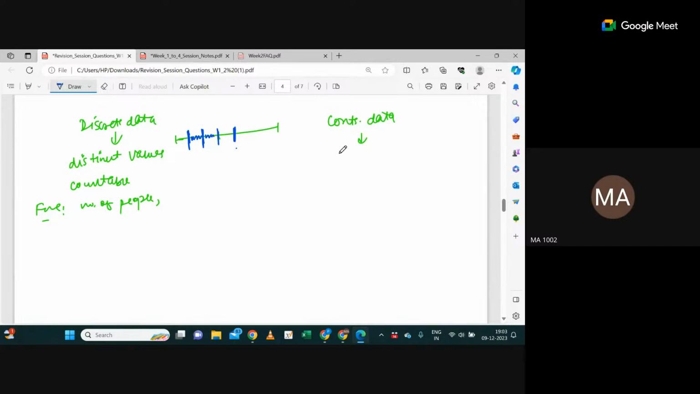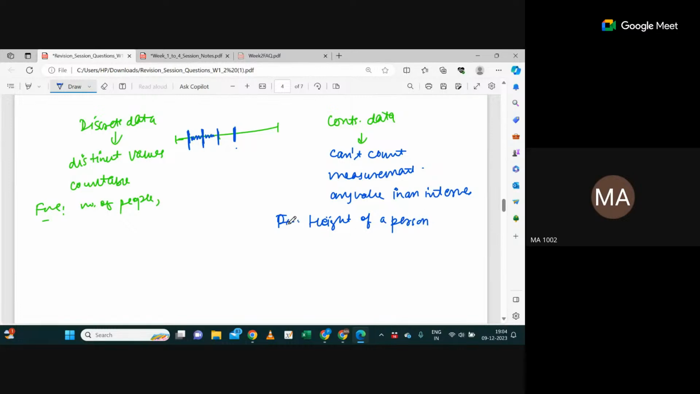While continuous data is something I cannot count. It's not countable. Only measurement is there, and it can take any value in an interval. So let's say, for example, the height of a person. Now tell me, can you count the height of a person, or do you have to measure it in, let's say, feet or inches? You have to measure, right? Yeah, it's continuous data.